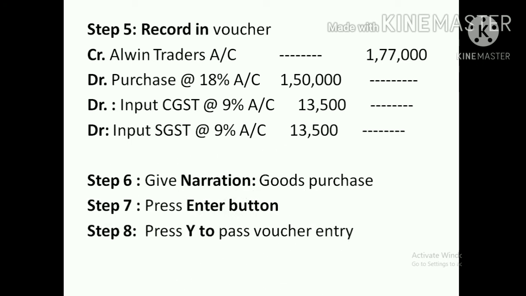You will get one small screen. From that, select yes by pressing Y on your keyboard.